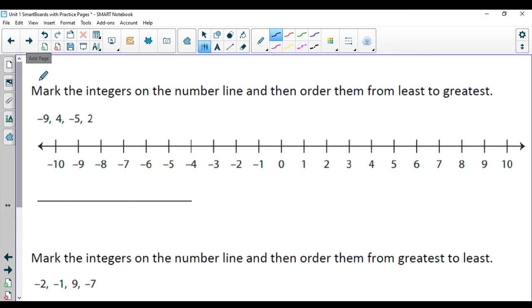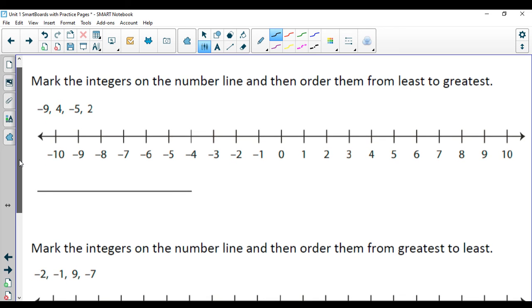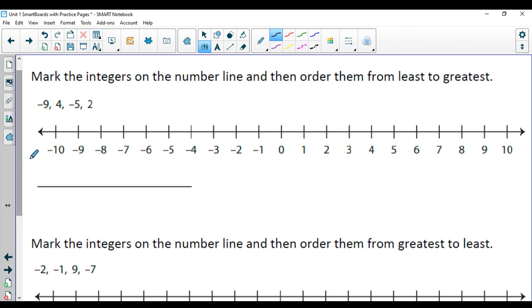We have one more thing to work on in this lesson, and it's putting integers in order. We're going to use a number line to help us out and mark all these numbers. My first is a negative 9. My next one is a 4. I'm going to come up to 4 and put a dot. Then a negative 5, so I'm going to come down here to the left. And then a positive 2.